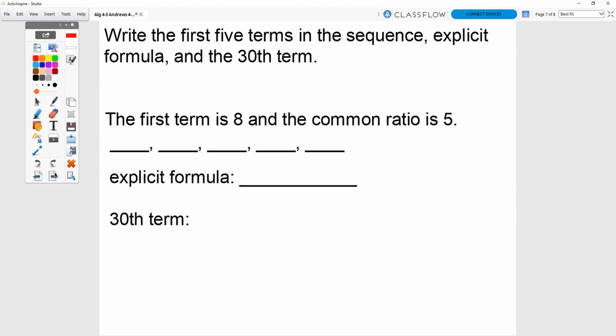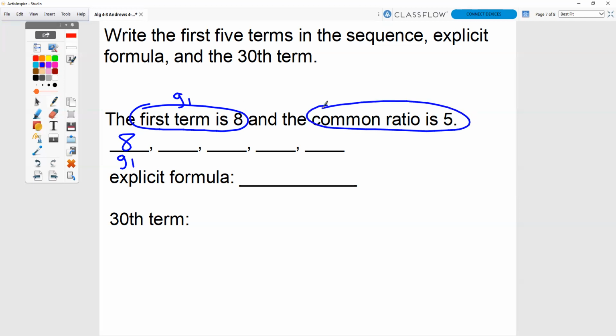The other kind of question, just like yesterday with the arithmetic sequences, they're going to give you a little description and you have to start writing the sequence. Write the first 5 terms in the sequence, the explicit formula, and the 30th term. It says that the first term is 8. So our G sub 1 is 8. That is our first term in our sequence. The common ratio is 5. That means R equals 5. That means we are multiplying by 5 each time.